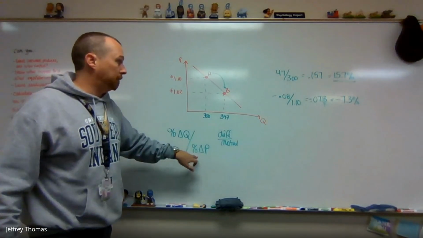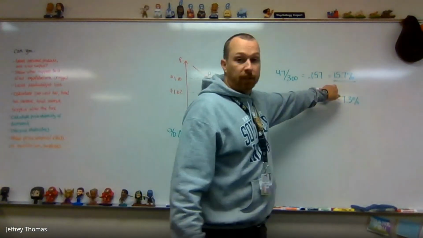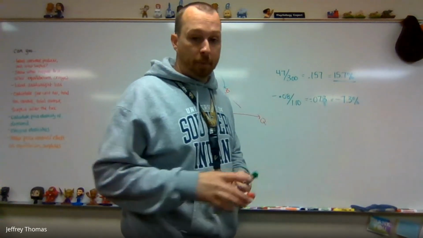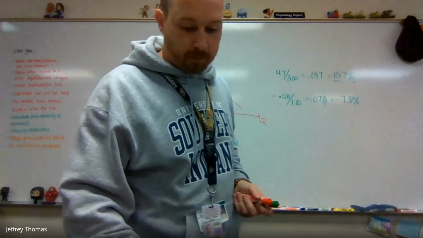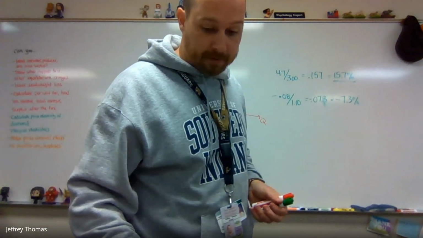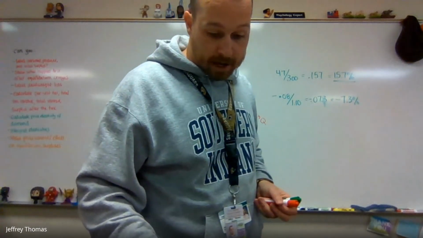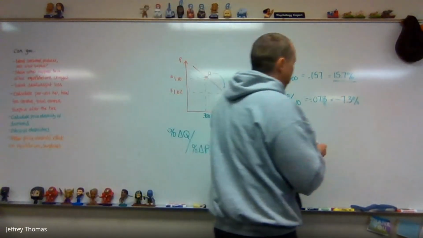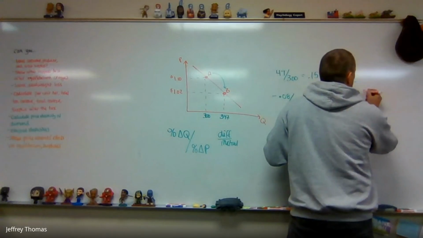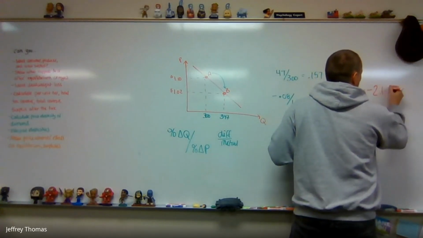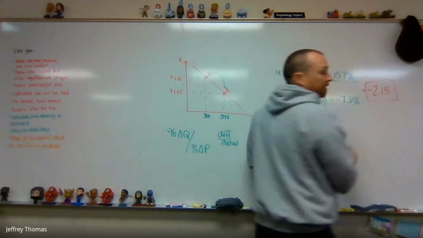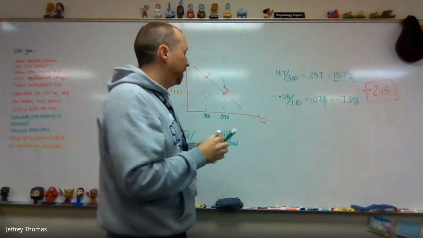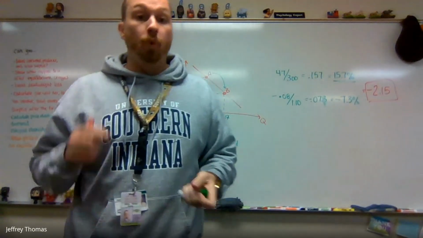So now we have our equation here: percent change in quantity over percent change in price. Our percent change in quantity is 15.7%. Our percent change in price is negative 7.3%. So 15.7 divided by 7.3 equals 2.15. So we're going to have a negative 2.15. That is our price elasticity of demand for that segment. Negative 2.15. What does that mean?